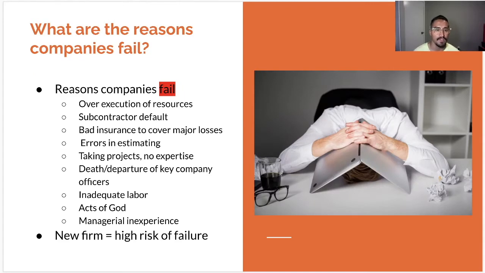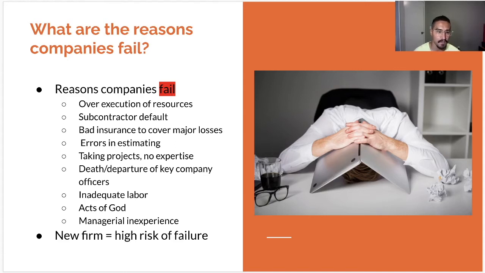Now, what are the reasons companies fail? There are many reasons companies fail. Over-extension of resources is one. Subcontractor defaults. This is when a subcontractor basically fails to do his job. Another reason is bad insurance to cover major losses. This is when a company is in the middle of building a project and a tornado comes and levels the ground. Now the contractor goes to the insurance company naturally, but the insurance company says that we don't cover tornadoes, and so they basically go bankrupt.